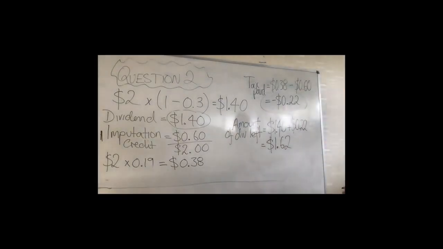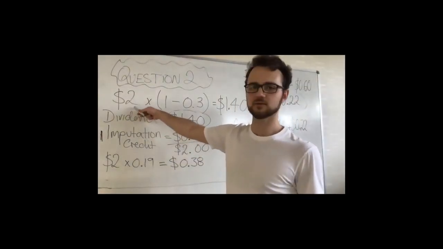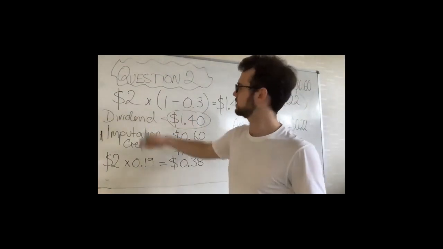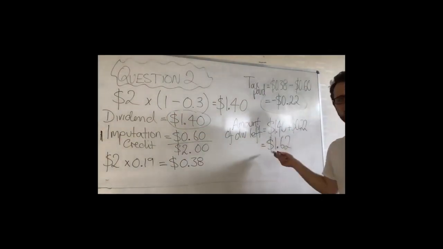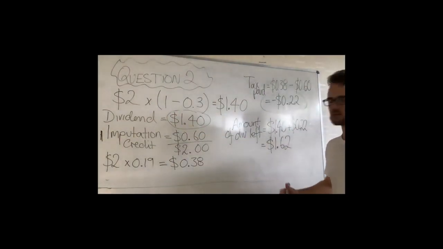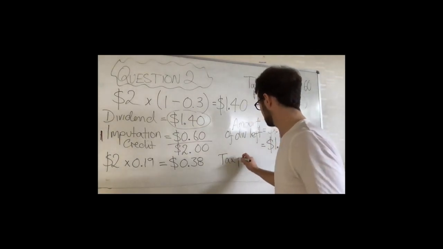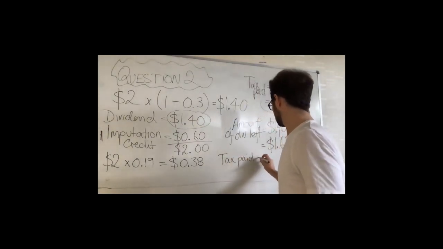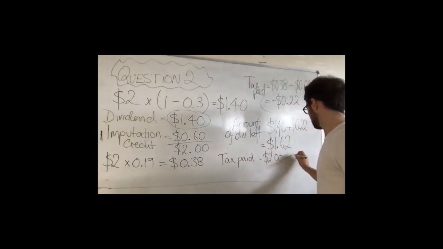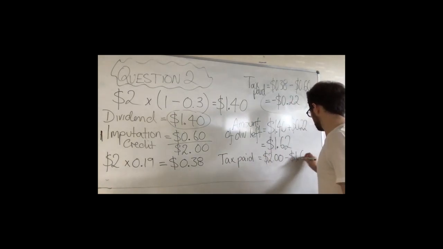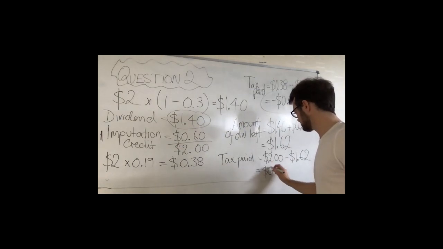Well, we've actually paid the difference between the initial $2. Can you still see this too? Yes. So the initial $2 that we received minus what we end up with in our bank account. That's right. So tax paid is equal to the $2 minus the $1.62, which is equal to 38 cents.